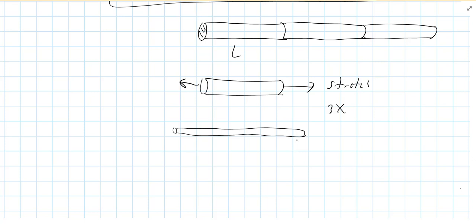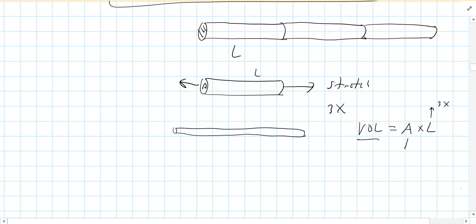Here's what I do know. The amount of stuff in this example isn't going to change, so the volume isn't going to change. Volume equals area times length. We're making the length 3 times as big, but we're not changing the volume, which means the cross-sectional area has to become 1/3 of what it was. So that's why it looks skinnier.